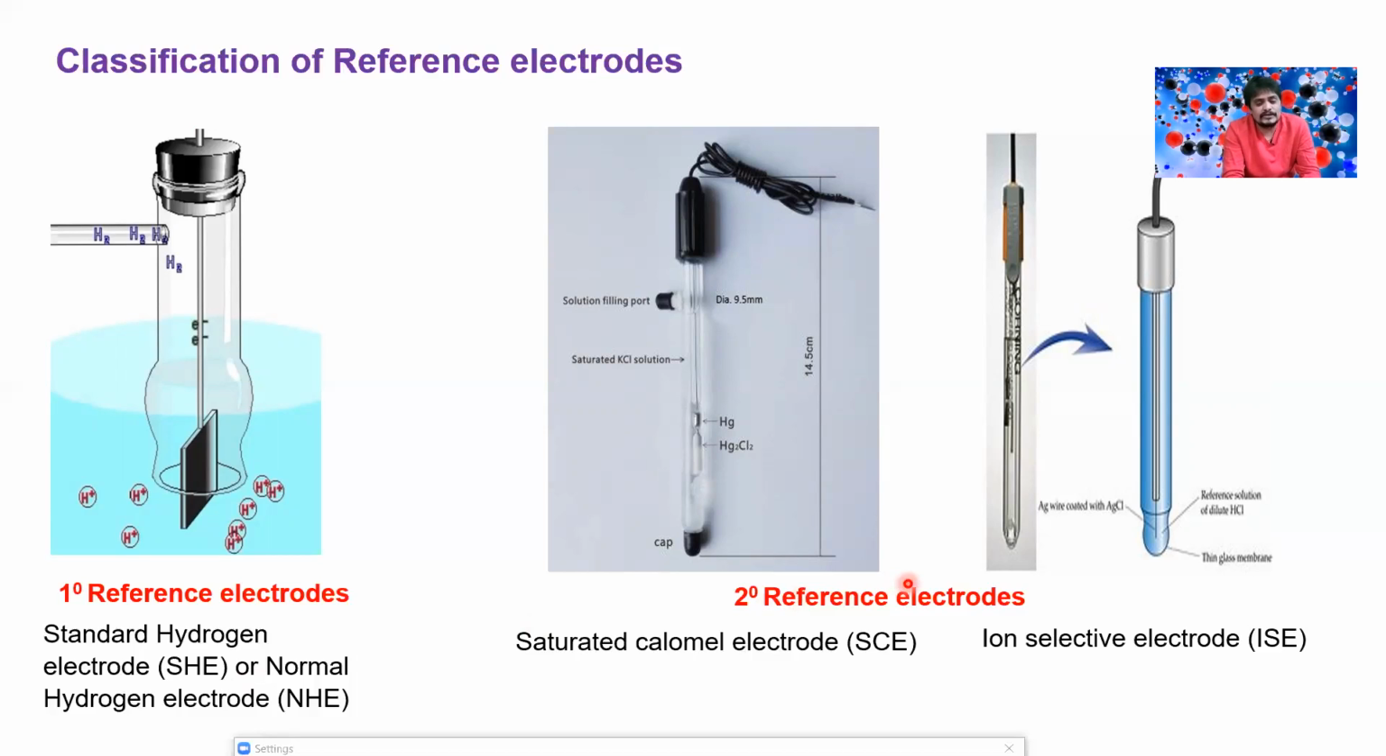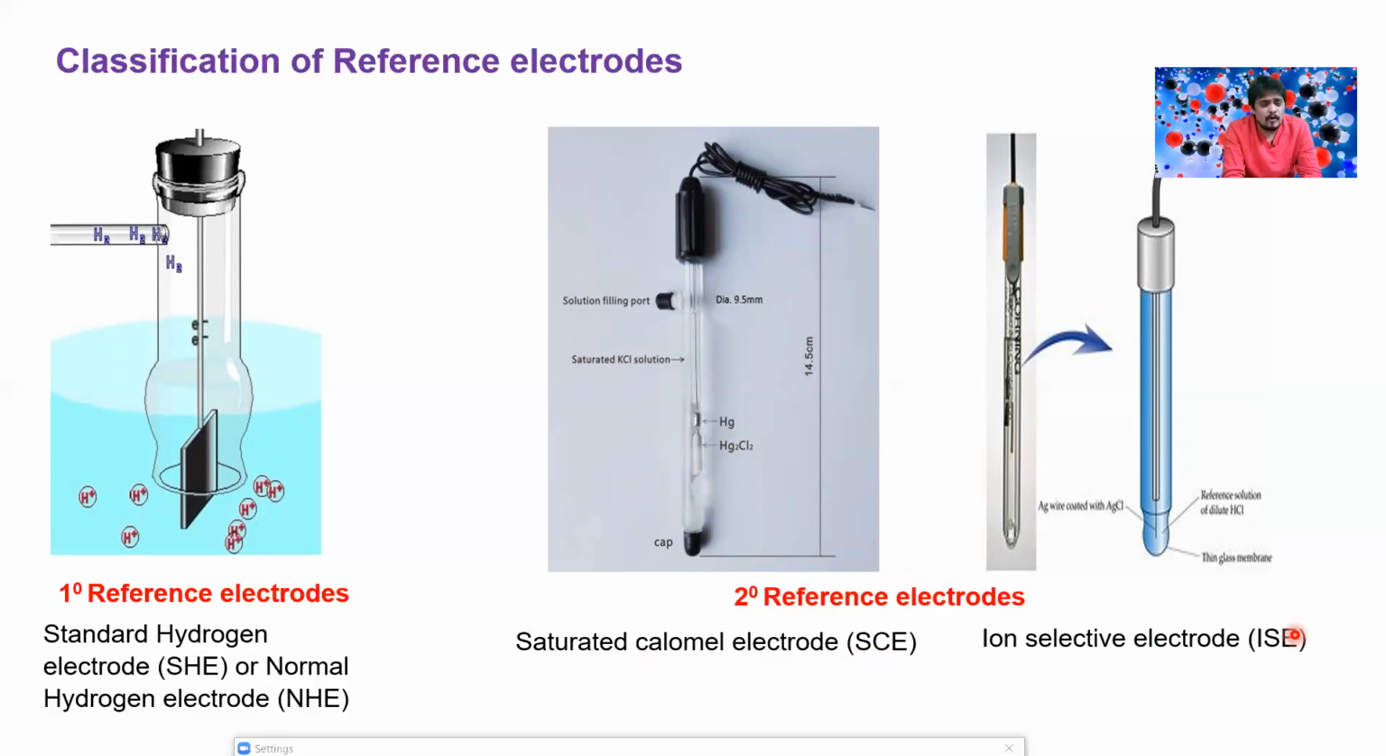Good examples of secondary reference electrodes include the saturated calomel electrode, abbreviated as SCE, the ion selective electrode, abbreviated as ISE, and not only that, there is also the quinhydrone electrode, etc.